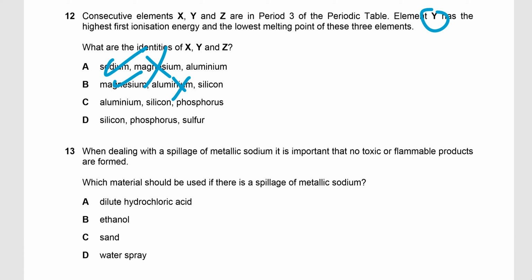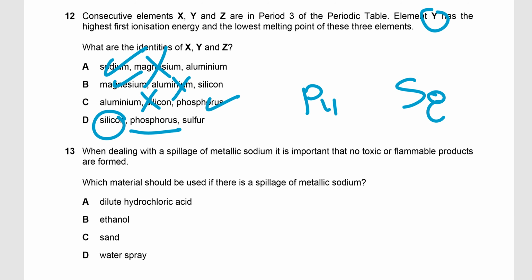Aluminium, silicon, phosphorus. The lowest melting point is phosphorus, not silicon, so this one is also wrong. Here let's check the silicon, phosphorus, sulfur. Phosphorus, yes, has the lowest melting point because silicon is giant covalent, so this is the highest. Why does phosphorus have the lowest melting point? Because phosphorus exists as P4 and sulfur as S8, so clearly this one has the lowest melting point.